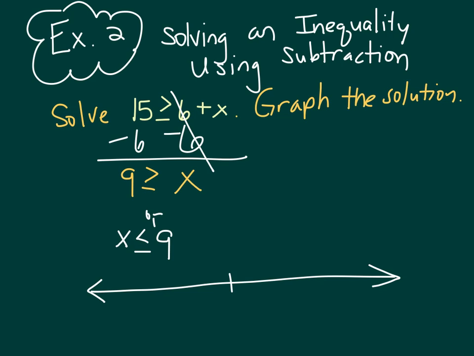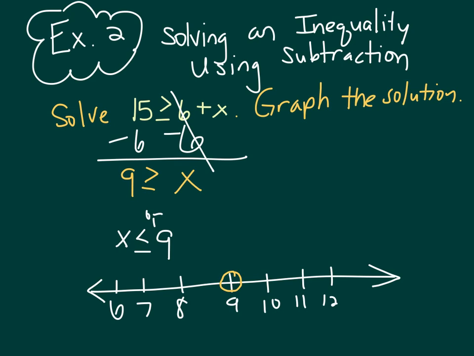So set up something where 9 is in the center. 10, 11, 12 works. And 8, whoops, that one's a little close. 8, 7, 6. And then same two questions as before. What kind of circle and which direction should the line go in?